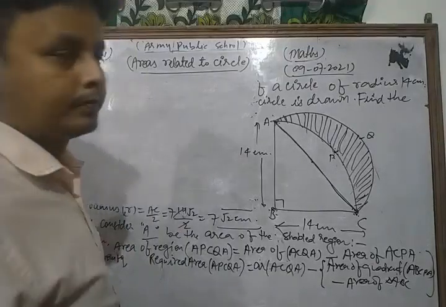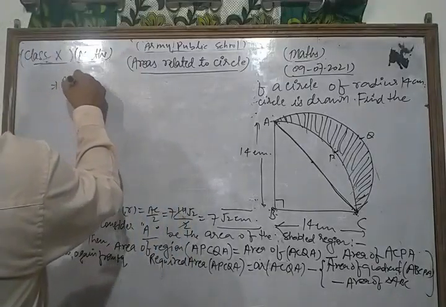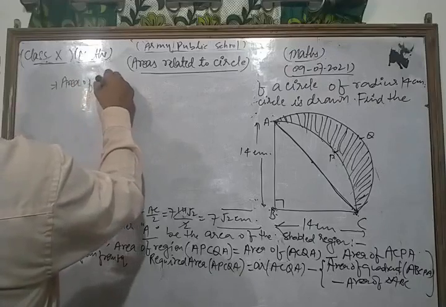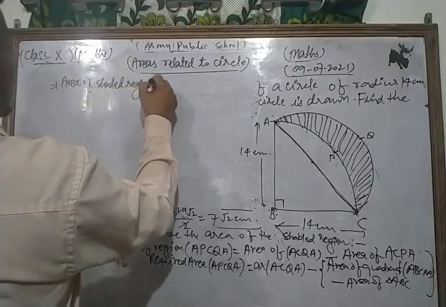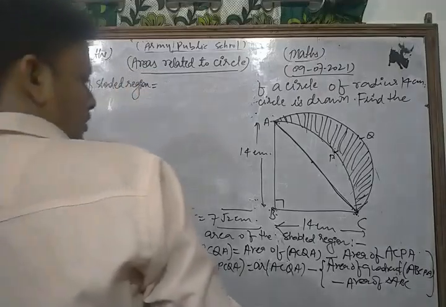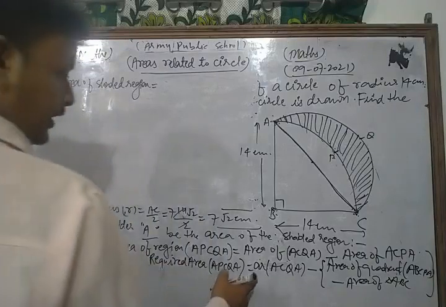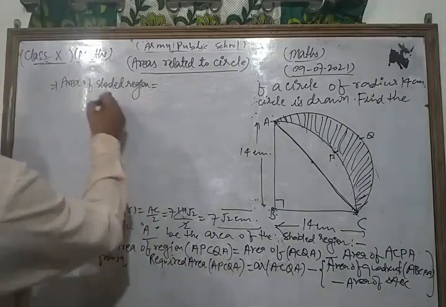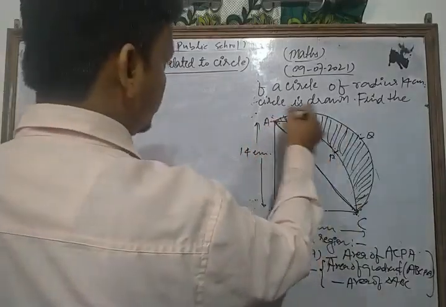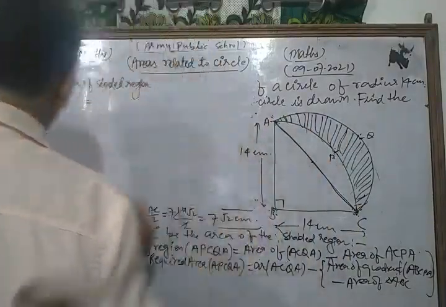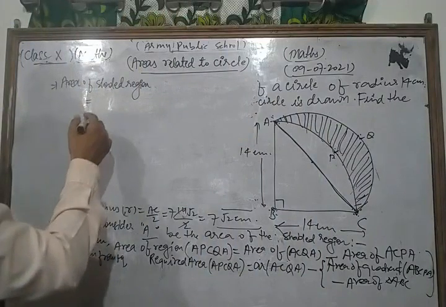Now look, thus the area of the shaded region is equal to what? Look, area of ACQA. This is the area of ACQA. ACQA is a semicircle, so the formula is pi r square by 2.